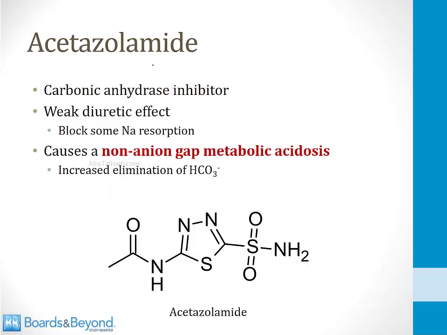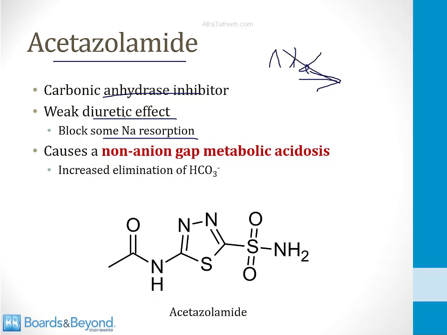In the renal video on diuretics, I talk about acetazolamide. It's a carbonic anhydrase inhibitor that has a weak diuretic effect because it blocks sodium reabsorption. Well, the way that acetazolamide works is by essentially causing a proximal RTA. As I told you before, sodium gets reabsorbed along with bicarbonate in the proximal tubule. So when you shut down the reabsorption of bicarbonate, you shut down the reabsorption of sodium. This leads to a mild diuretic effect, and it causes a non-anion gap metabolic acidosis through increased elimination of bicarbonate.